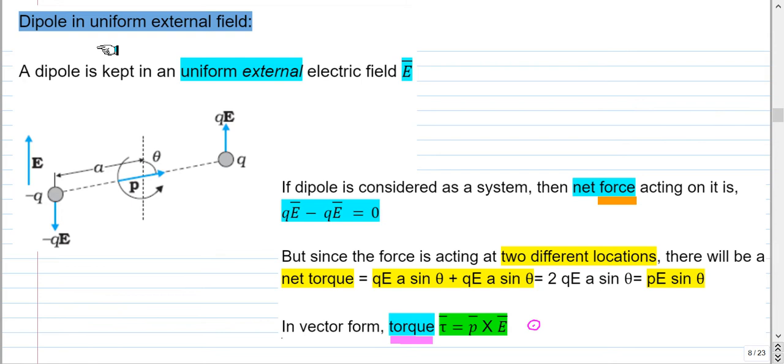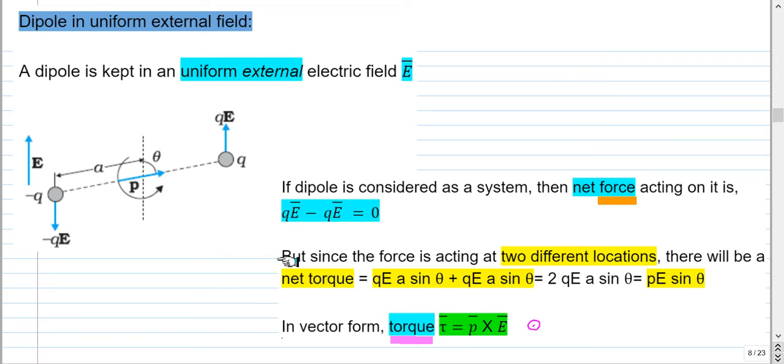Now let us consider what will happen when a dipole is placed in a uniform electric field. So this is a dipole, minus q and plus q, separated by distance 2a, and the electric field is uniform and vertically upwards. So due to this electric field, the positive charge q will experience a force in the direction of the electric field, that is upwards, and minus q in the direction opposite to the electric field, that is downwards. So if we consider the dipole as a system, the net force acting on this dipole is qE minus qE, which is 0. So if the dipole is considered as a system, the net force acting on it is 0.